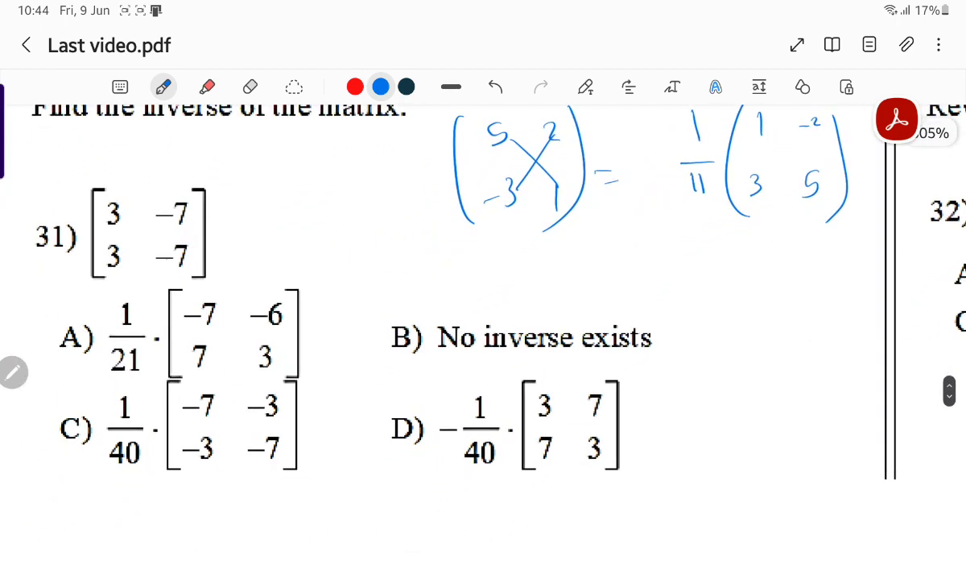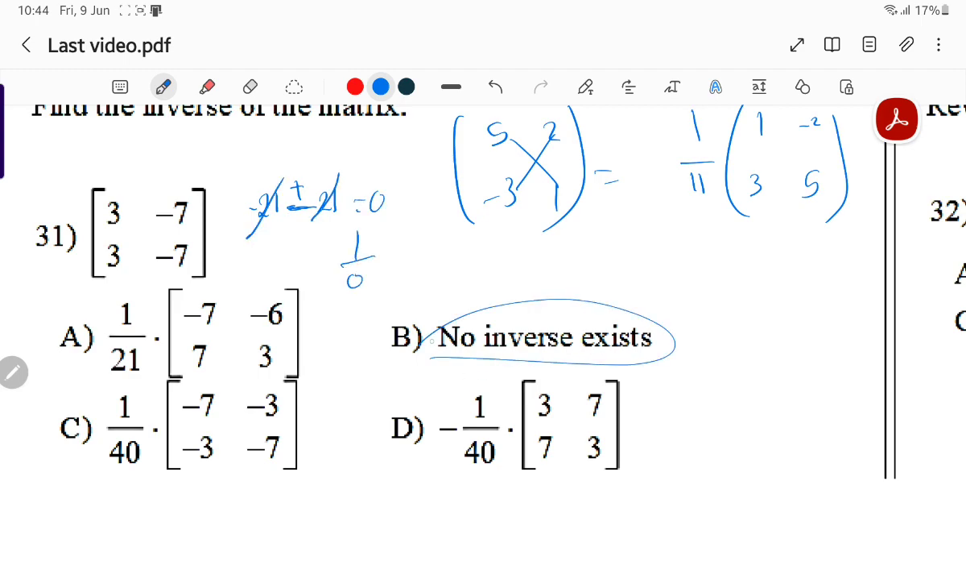So when we multiply by negative, it's positive. In our example, when we multiply this, this will be 3 times -7, it's -21, and minus 3 times -7, it's -21. So this is +21. This will give us 0. We cannot divide by 0, that's why no inverse exists.